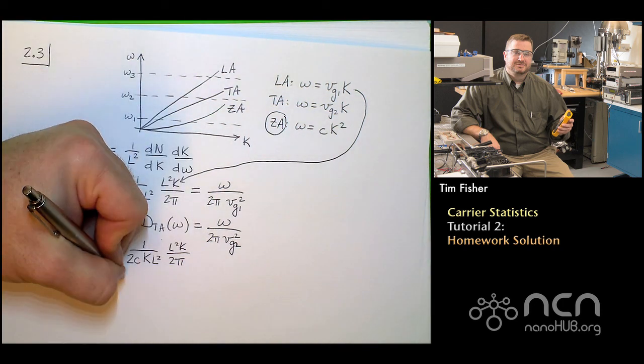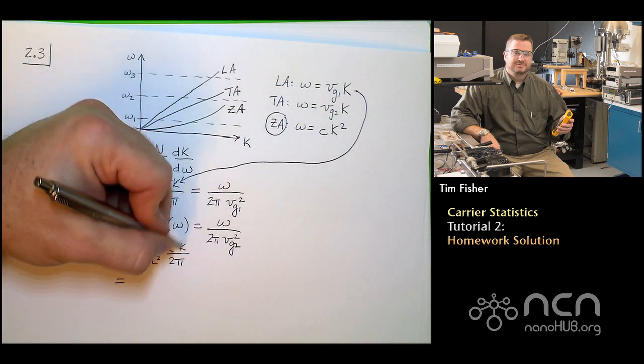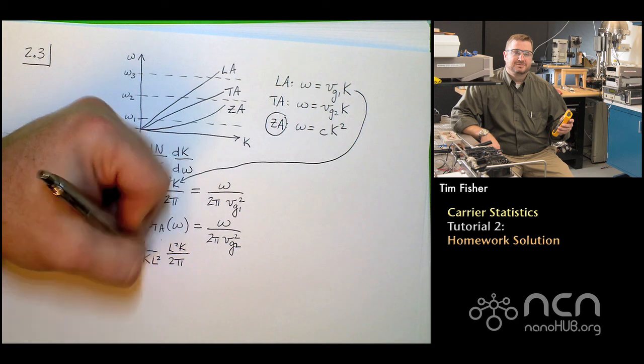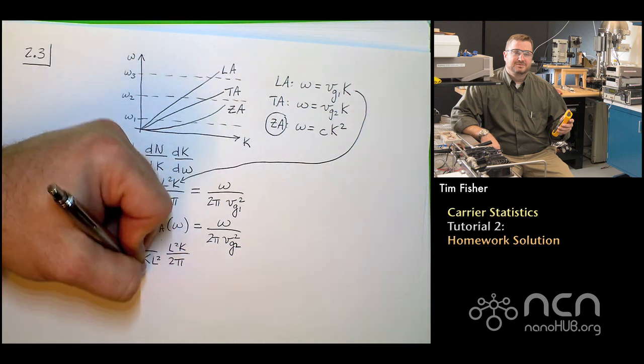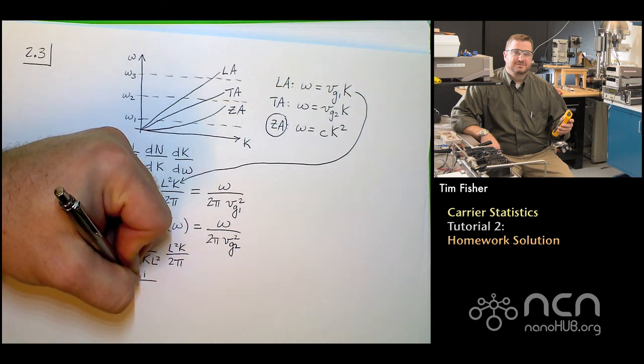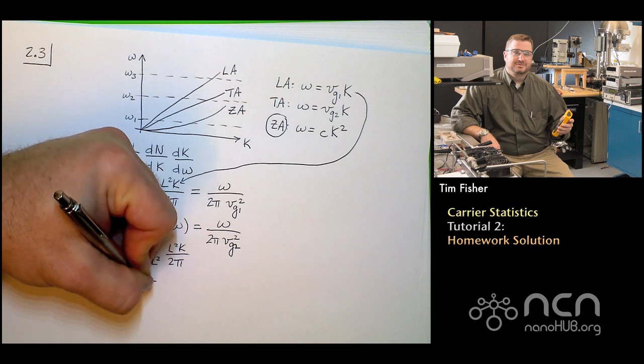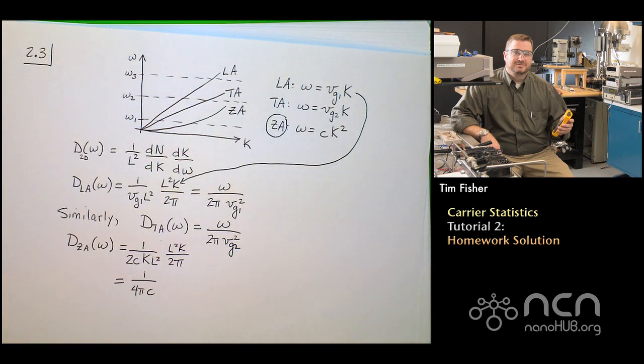So when we go through this, we'll notice that lots of cancellation happens here. The k's cancel, the L squares cancel, and we're left with a density of states that's 1 divided by 4 pi times that constant C, which is related to the curvature of the ZA branch. And so the density of states is a constant itself.